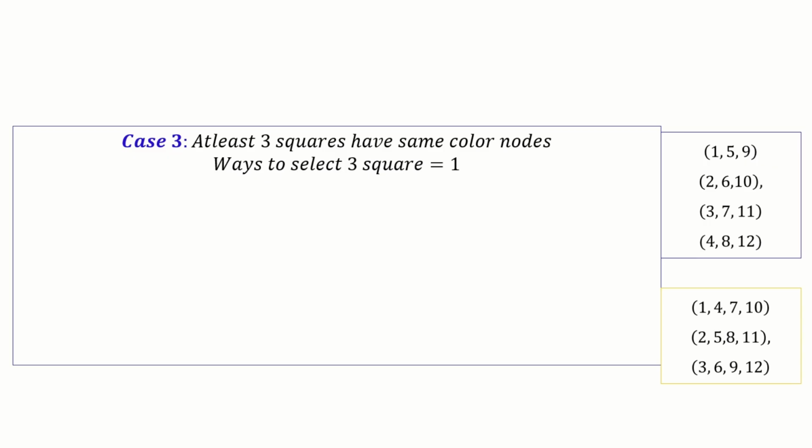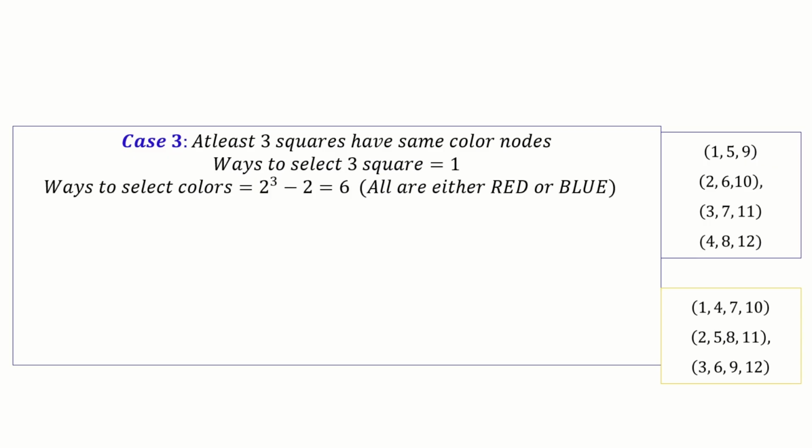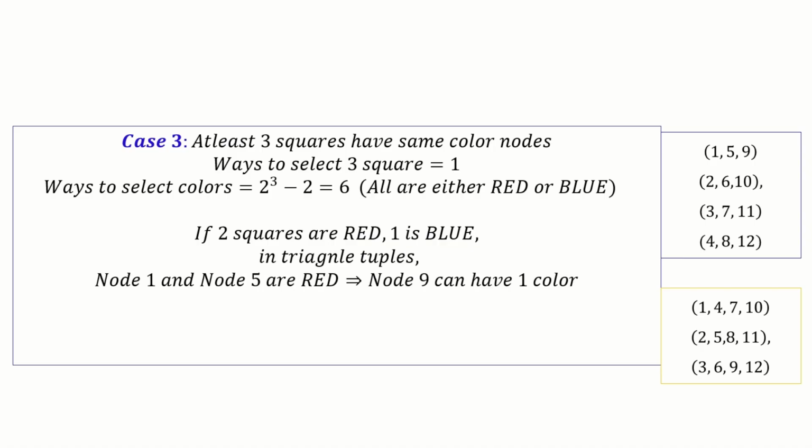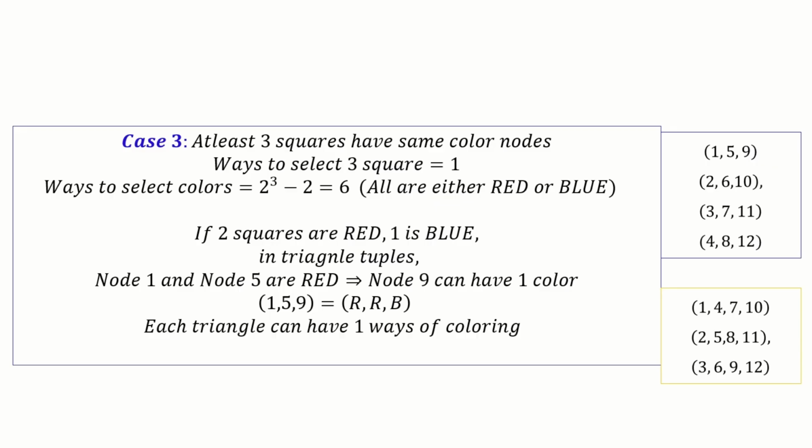Ways to select 3 squares is only one way. And the number of ways to select colors is 2 to the power of 3 minus 2, because all cannot be red, all cannot be blue. Correct? So this condition we are removing. So 6 ways. Now if 2 squares are red, 1 is blue, what happens? Then the triangle already matches in the tuples. Node 1 and node 5 are red, and node 9 can have one color, right? The same blue, it is already blue. So that is anyway done, right? So the possible ways of coloring are only 6. So this is my case 3. Now most people might be missing this case 3. This is where you may go wrong in this problem.